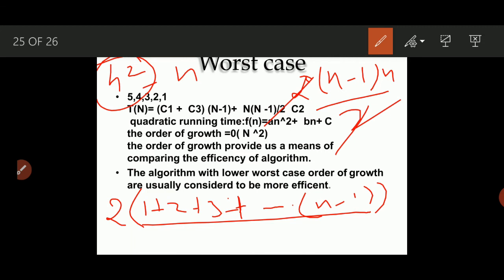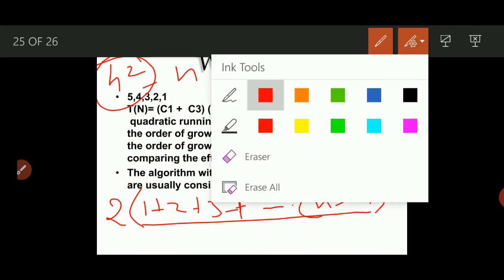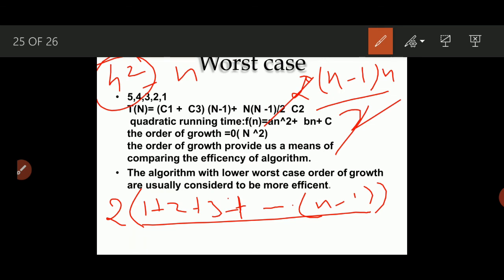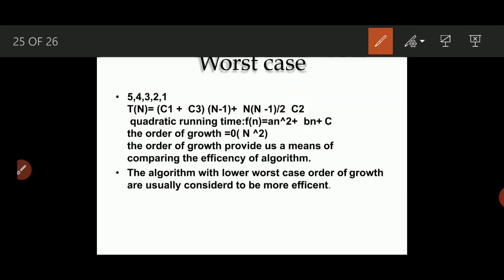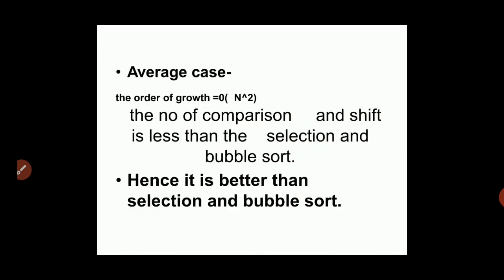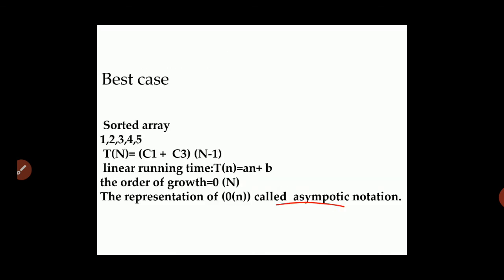That means in the worst case, insertion sort gives n square. If a fully reverse order array is given, and you have to sort it into ascending or descending order, then this is the worst case. And before this, sorry, we have to discuss the best case.